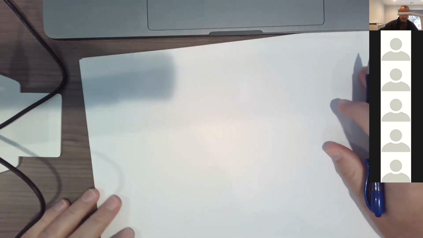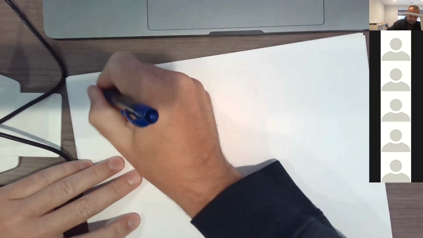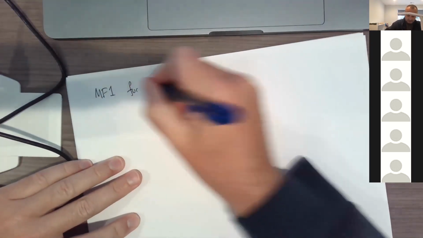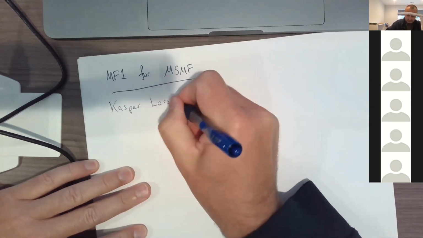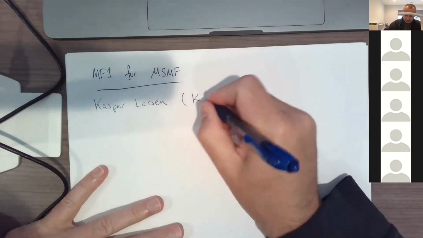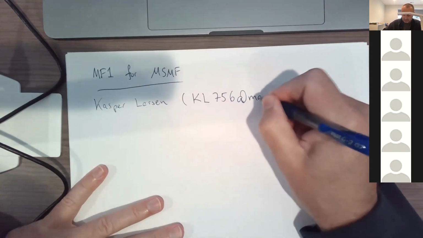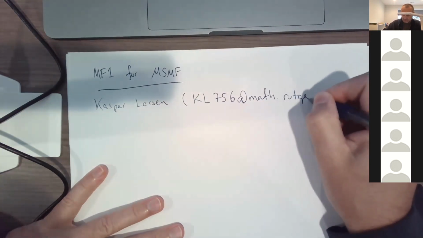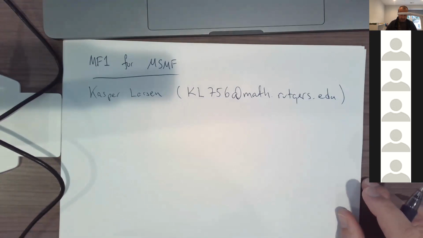All right, so this here is MF1, or MS MF. Right, so my name is Kasper Larsen, and I'm in the math department. You can reach me at my login is kl75/6@math.rutgers.edu. So if you need to reach me, you can reach me on that email.